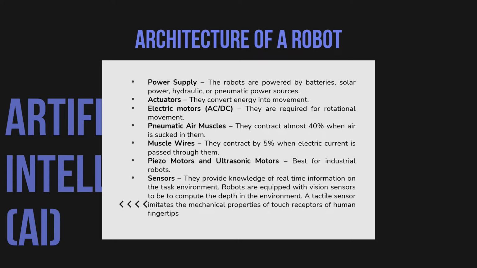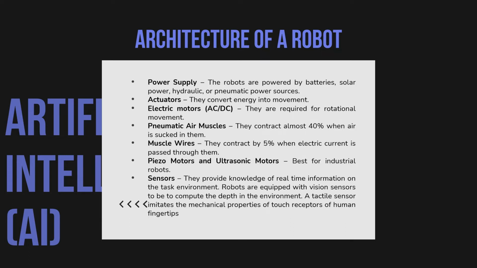Actuators are something that convert this energy into movement. They are like engines. They convert the energy from these batteries and other power sources into physical or kinetic movements. Then we use electric motors, in both alternating current or direct current, that are required for all the rotational movements, which enable the robots to do complex work related things.